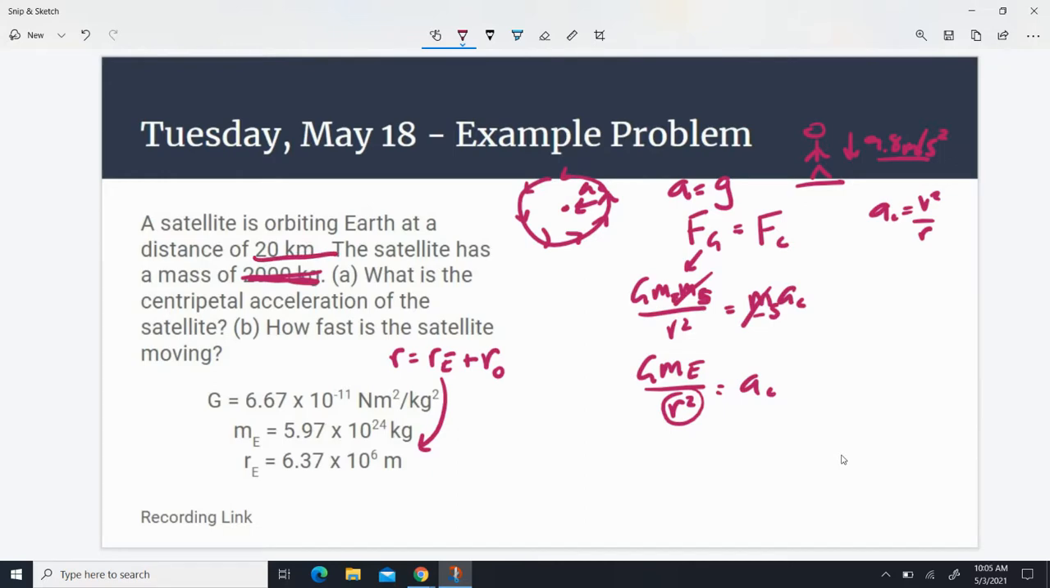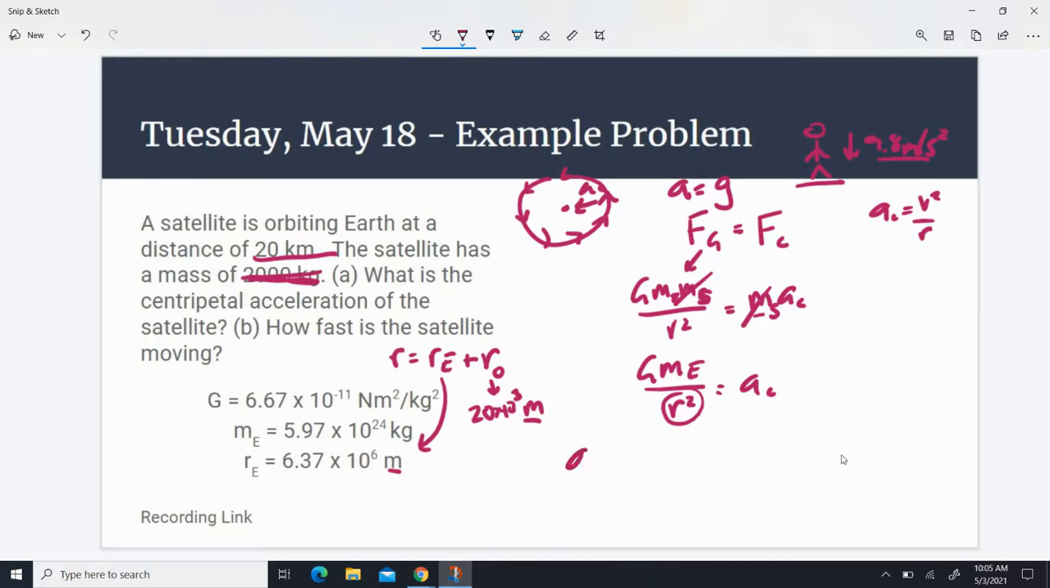It's 20 kilometers. If I'm going to write that in scientific notation, 20 kilometers is the same thing as 20 times 10 to the third meters. I want my units to match, so this is in meters. I want this in meters too. Great, let's plug in. So I've got G, oops, let's just go ahead and plug in values.